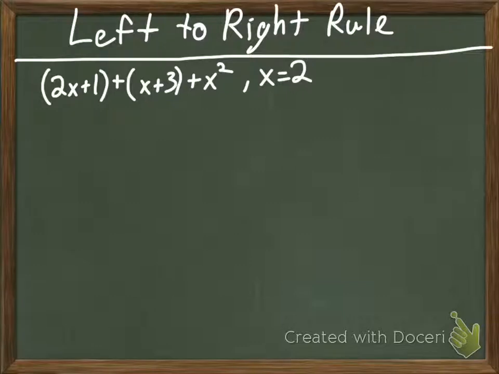And this is the left to right rule. It's like when you read a book. You work left to right, and everything goes left to right. So you start with parentheses on the left, and then you move to the right. So step 1 is parentheses, and it looks like we have a set here and a set here. So we're going to start first here.